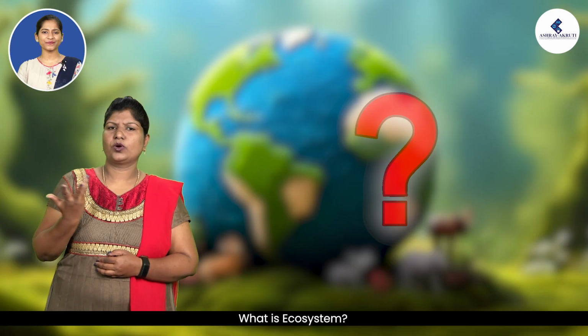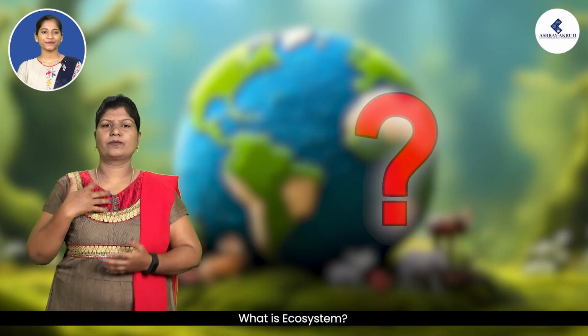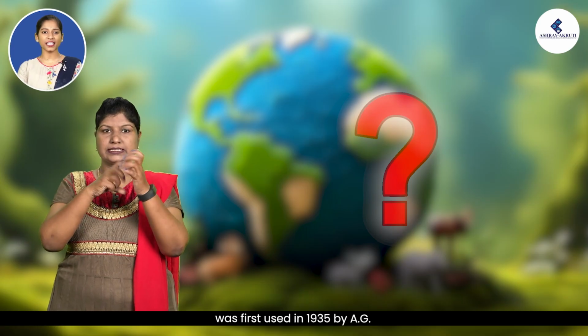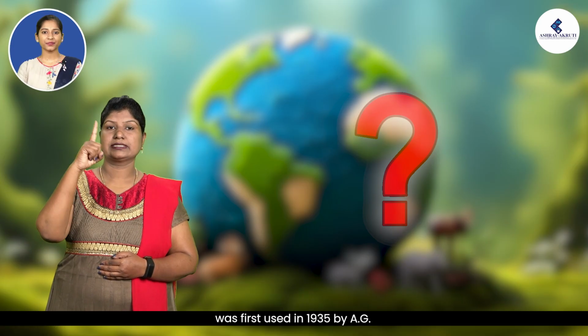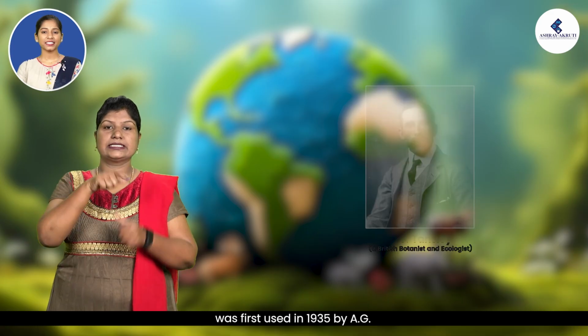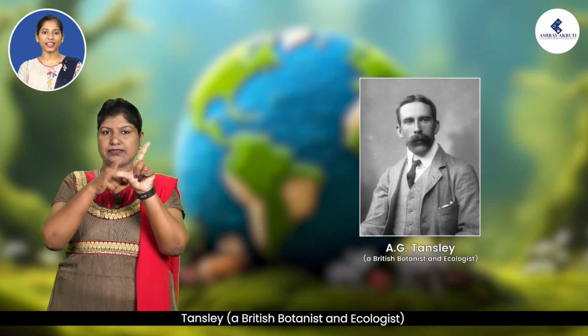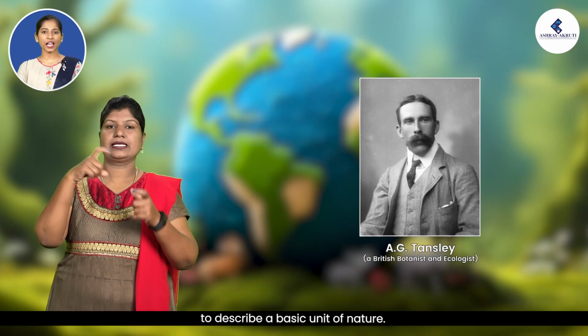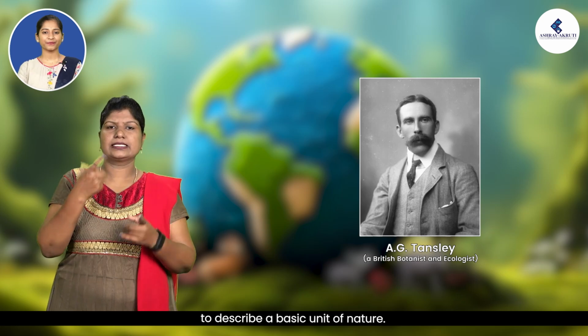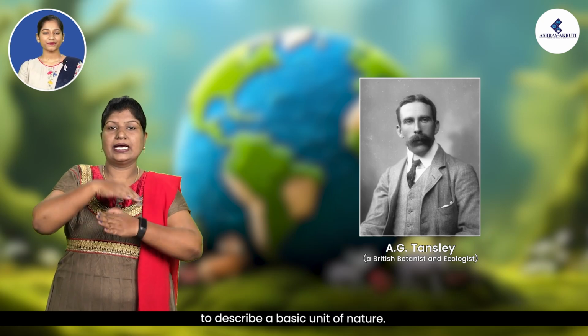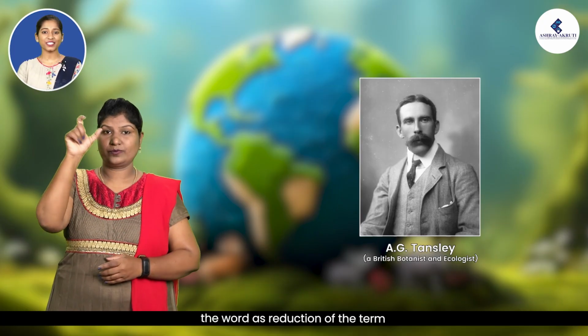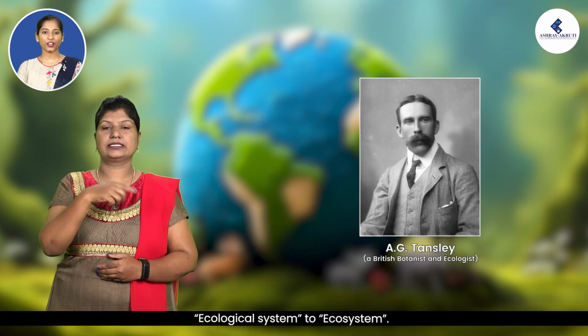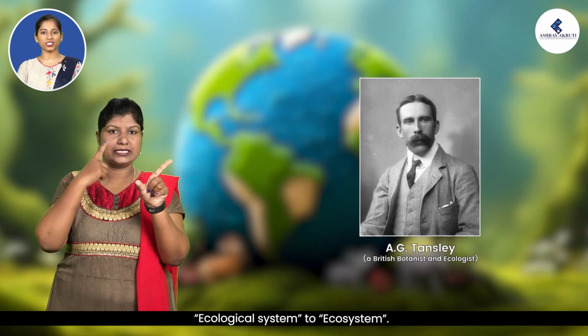What is ecosystem? The word ecosystem was first used in 1935 by A.G. Tansley, a British botanist and ecologist, to describe a basic unit of nature. Tansley coined the word as a reduction of the term ecological system to ecosystem.